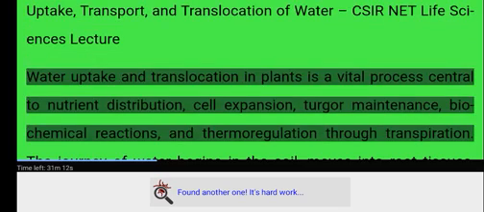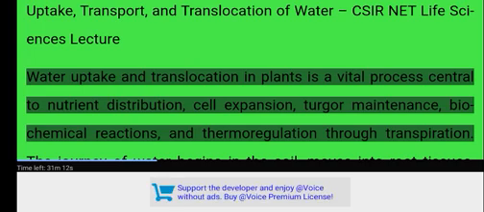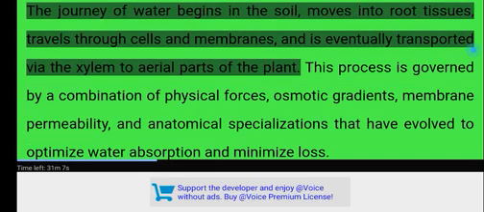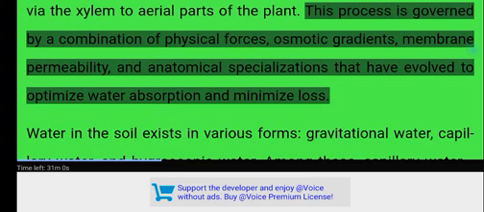Water uptake and translocation in plants is a vital process central to nutrient distribution, cell expansion, turgor maintenance, biochemical reactions, and thermal regulation through transpiration. The journey of water begins in the soil, moves into root tissues, travels through cells and membranes, and is eventually transported via the xylem to aerial parts of the plant. This process is governed by physical forces, osmotic gradients, membrane fluidity, and anatomical specializations that have evolved to optimize water absorption and minimize loss.